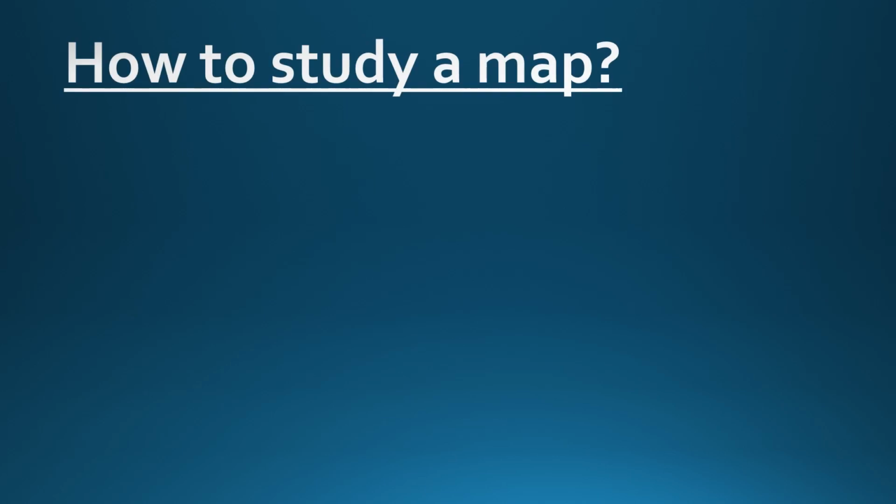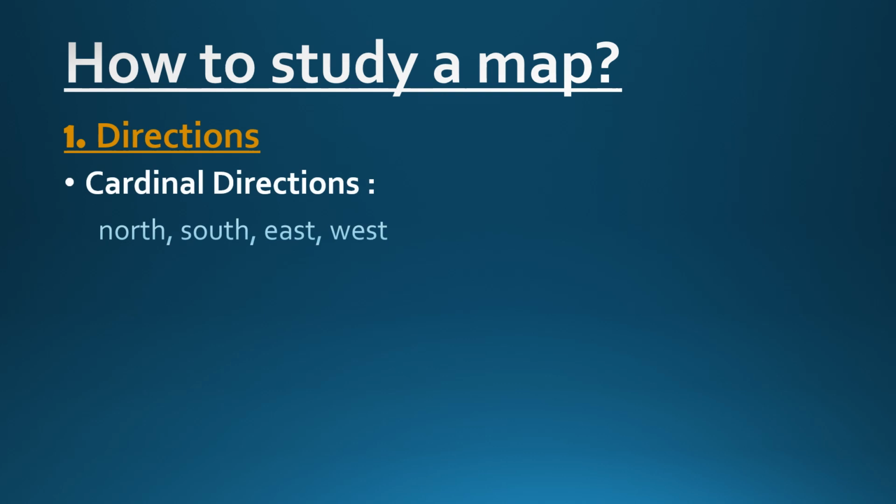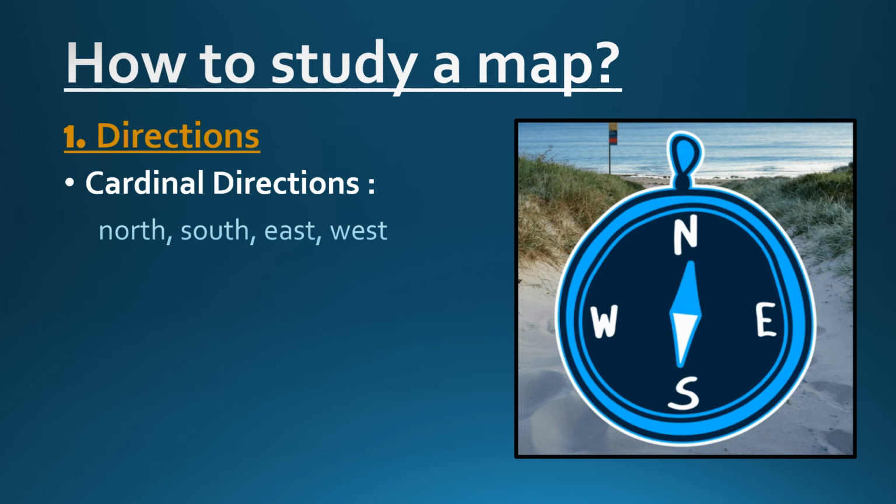Now we will discuss how to study a map. There are three main ways to study a map. The first one is through directions. Cardinal directions. Cardinal directions are the main directions that are north, south, east and west. As you can see in the picture, there are four main directions: north, south, east and west.